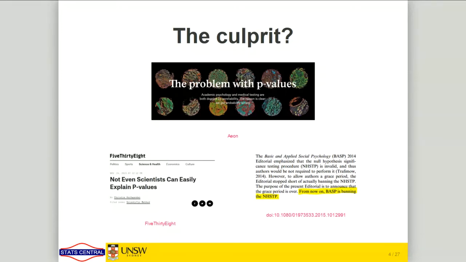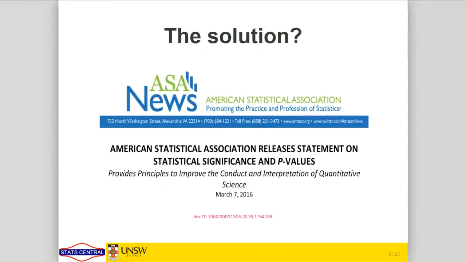If you can't see the highlighted sentence at the bottom of that, it says, from now on, Basic and Applied Social Psychology journal is banning the null hypothesis significance testing procedure from their journal. All of this led to the American Statistical Association taking an unprecedented step of releasing a public policy statement about a particular statistical method. This is something they've never done before. And this statement is 4 years old now.